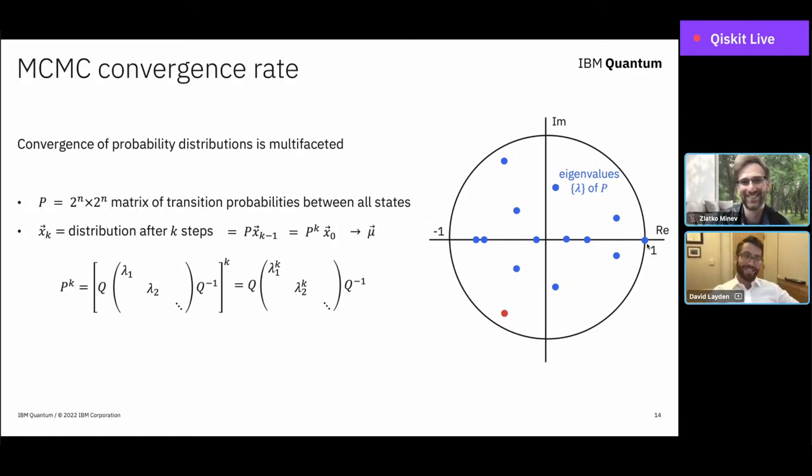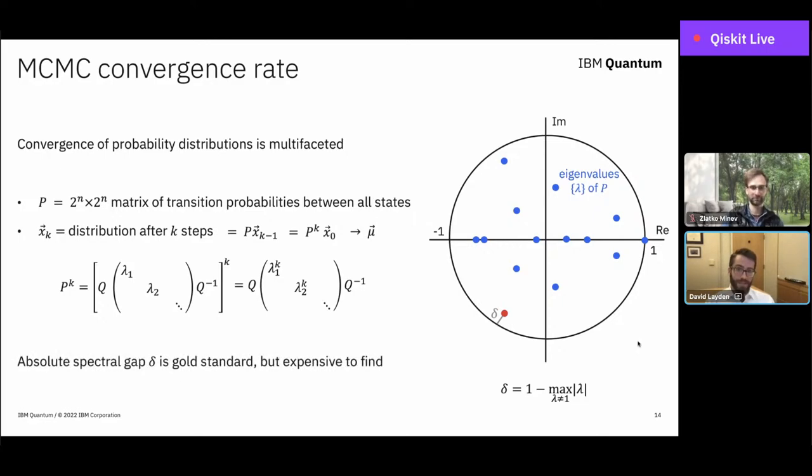So this one in red is the one we care most about. And the reason why I say that is because it's the closest one to the unit circle. So as you take powers of it, it's going to be the slowest one to get pulled into the origin. And in fact, the distance to the unit circle, this is what I've denoted delta here, is something called the absolute spectral gap in MCMC. And it's the gold standard measure of convergence rate. The downside is that it's quite computationally expensive to find. And so this highlights the fact that there's a difference between running MCMC, which is cheap, and characterizing it, which is quite expensive.